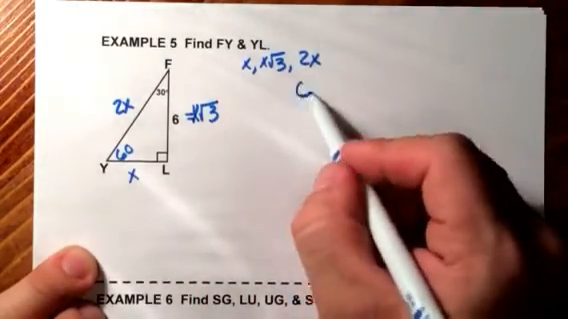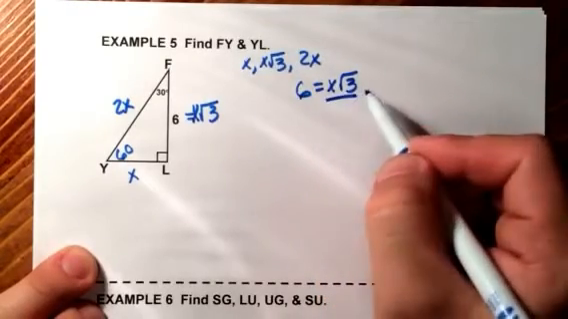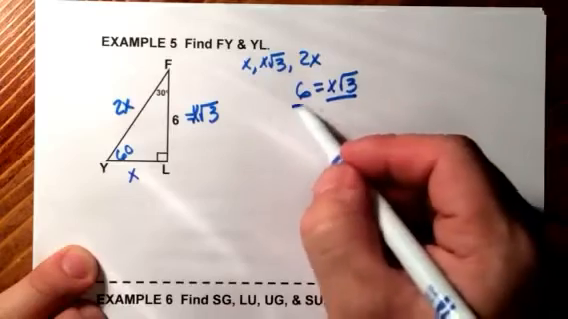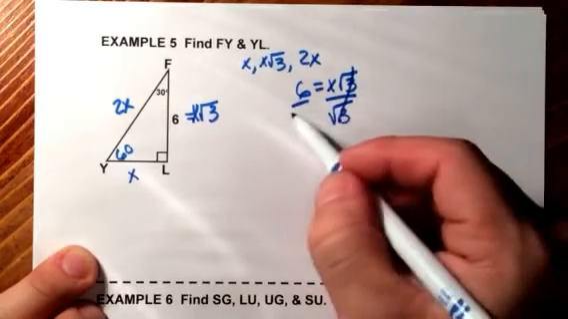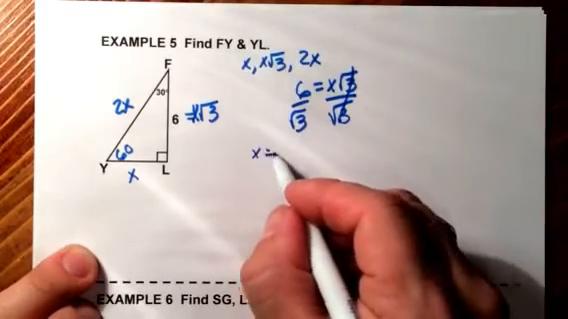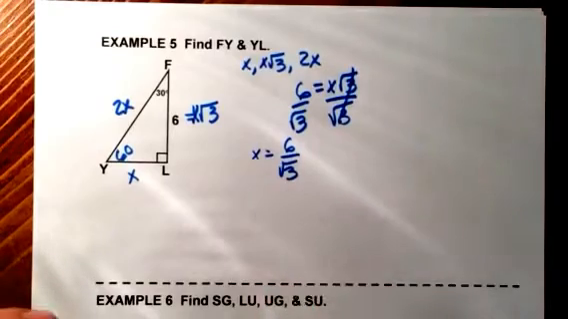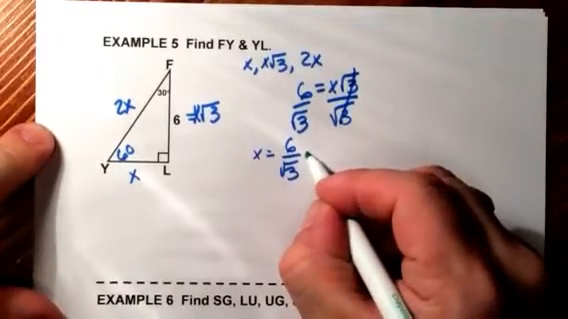So again, just like the last problem, we have a formula, x radical 3 equals 6. So we're going to divide by the radical. So x equals 6 divided by radical 3. So again, if you remember the shortcut, feel free to take it. If not, we got to rationalize it the long way.